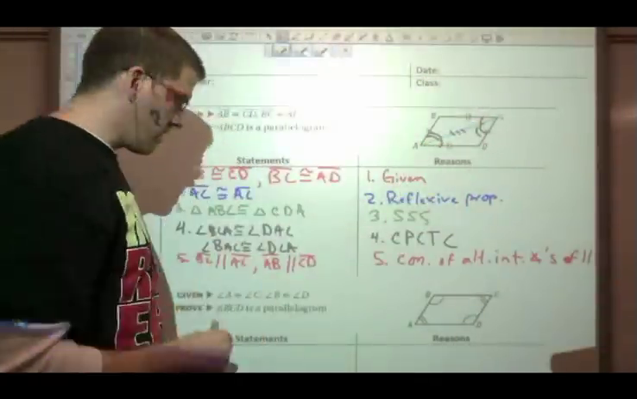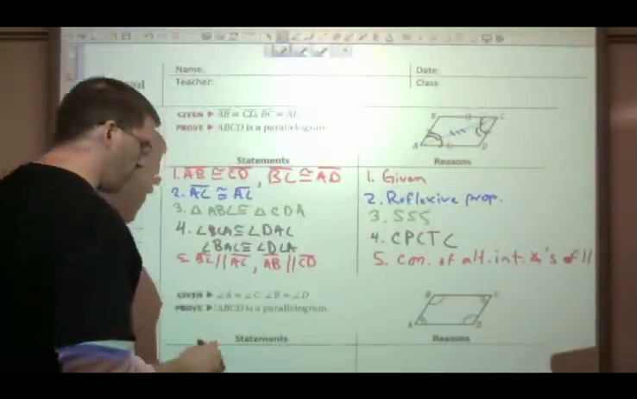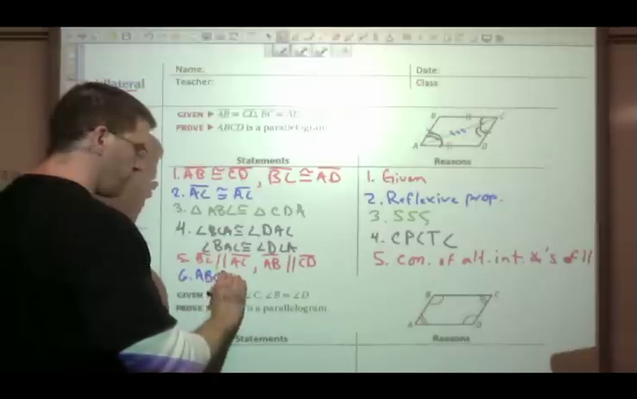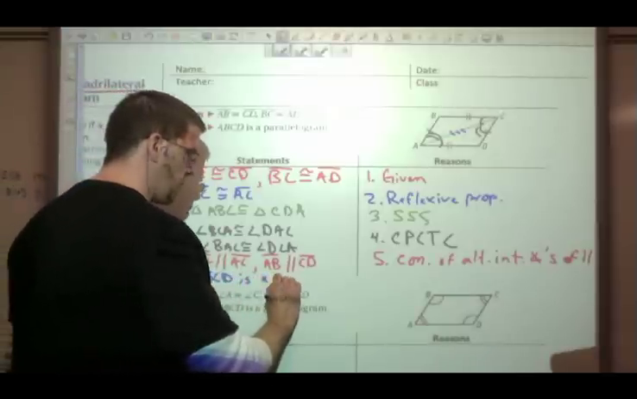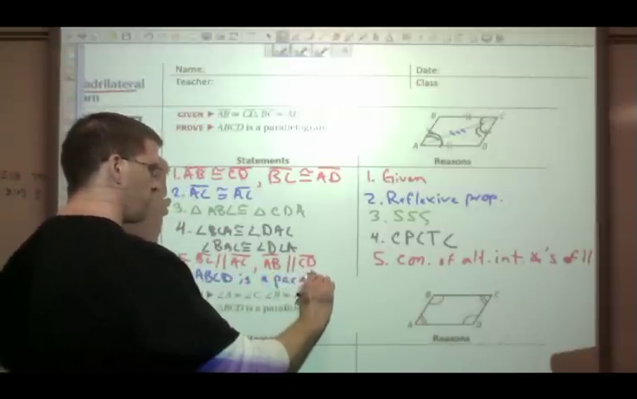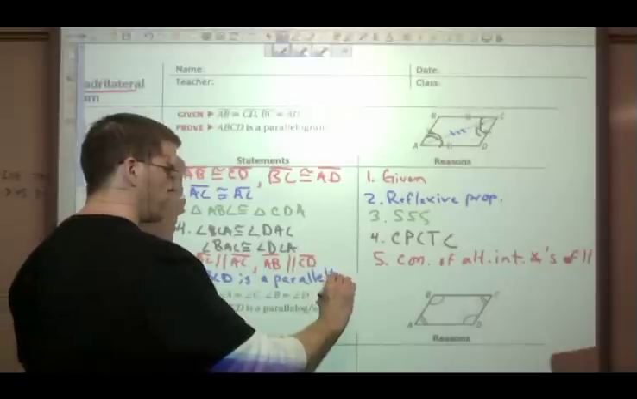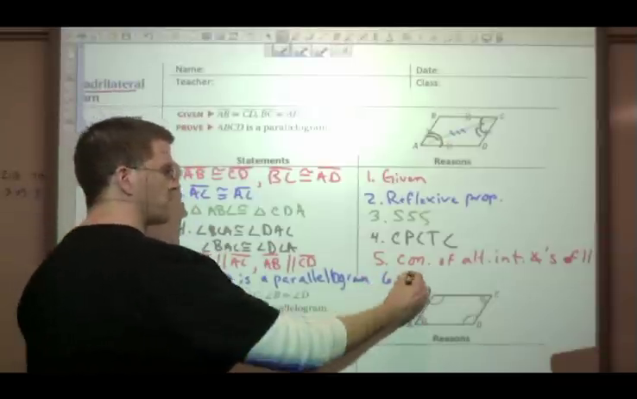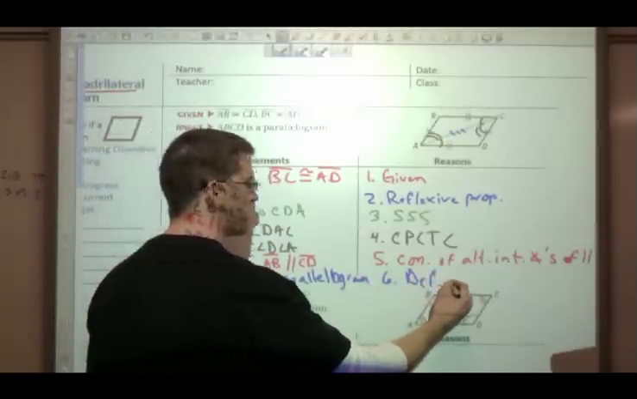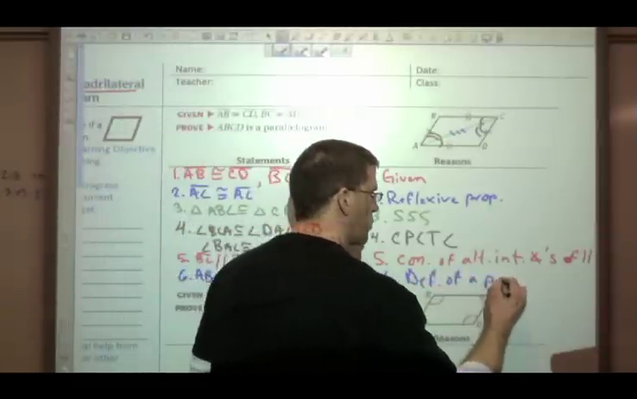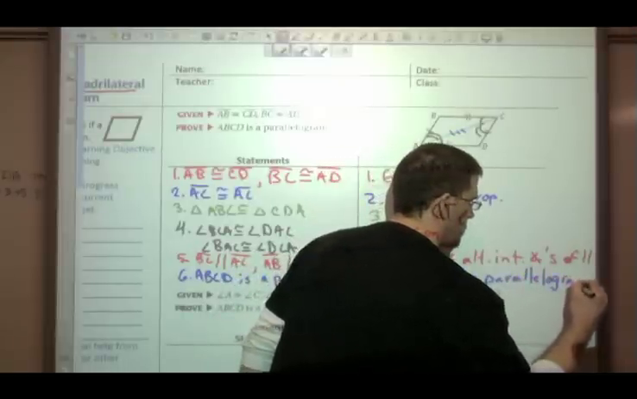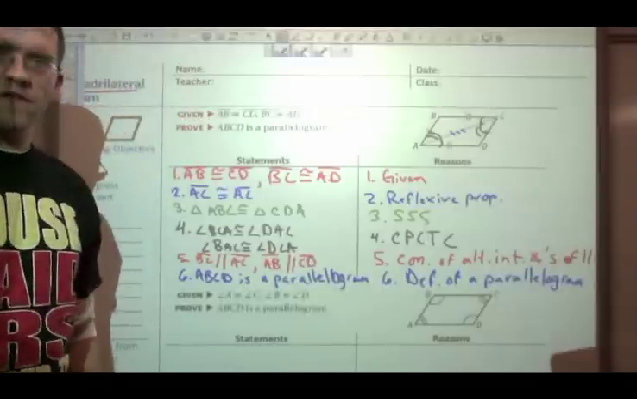Now we actually need to make the statement about the parallelogram. So I'm going to write ABCD is a parallelogram. And the reason I can give for this, well, that's quite plainly the definition of a parallelogram. That's it for our first proof.